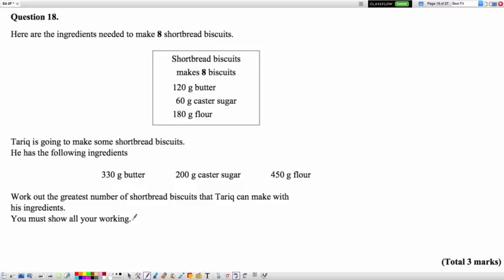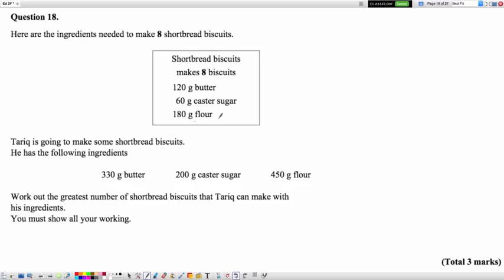Here are the ingredients needed to make 8 shortbread biscuits. Tarek is going to make some shortbread biscuits. He has the following ingredients. Work out the greatest number of shortbread biscuits Tarek can make with his ingredients.